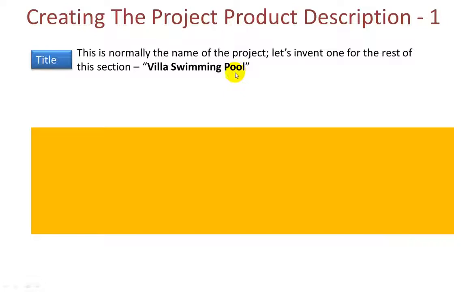So the first section to be filled in is the title of the project product description, normally the name of the project. Let's invent one for the rest of this section and imagine that the project is about creating a new swimming pool for your villa.